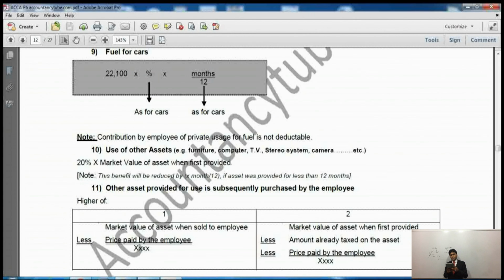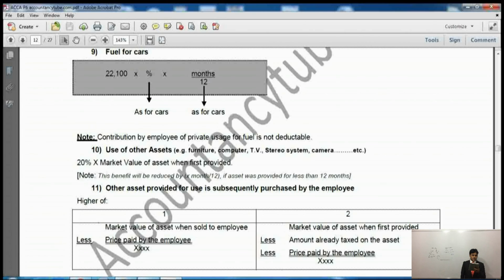After that it says use of other assets. Now use of other assets means that if the employer has given you some other assets to use while you are working, then that part will be taxed. How much will it be taxed? It will be taxed at the standard rate of 20%, whichever the asset is. So other assets could be a laptop, mobile phone, or anything else. So the employer has given you that benefit of using it, but you will have to take 20% of it, and that will be added towards your benefits.